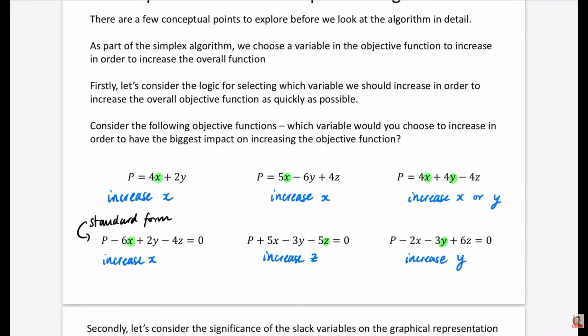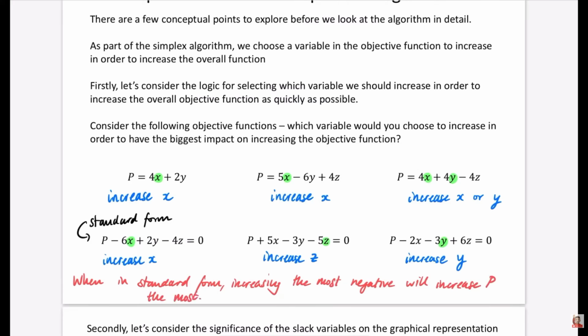And so our general pattern for this is when in standard form, increasing the most negative will increase p the most. And the reason that we try to do this is by doing that, it tends to minimize the number of iterations of the algorithm that we have to do. So the whole point of this is we're trying to do it as quickly as possible, so it feels sensible that we're going to try and pick the variable that will help us get to the solution as quickly as possible. It's all about trying to do things as efficiently as possible here.